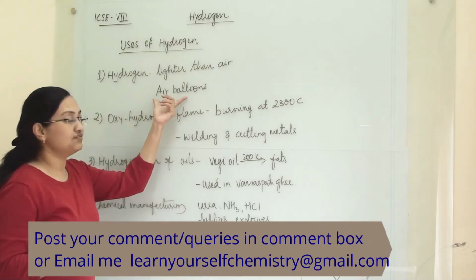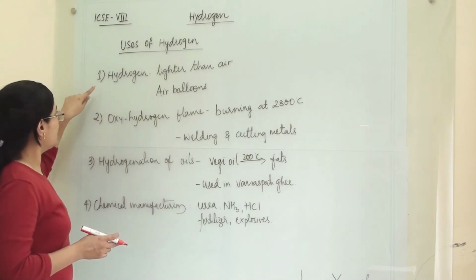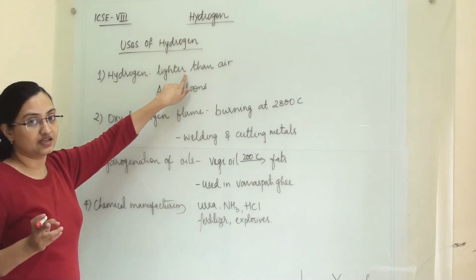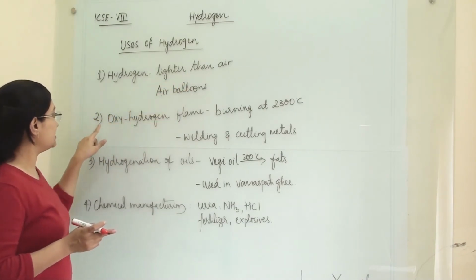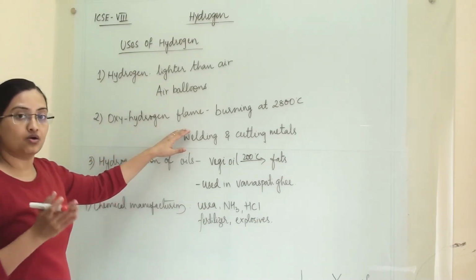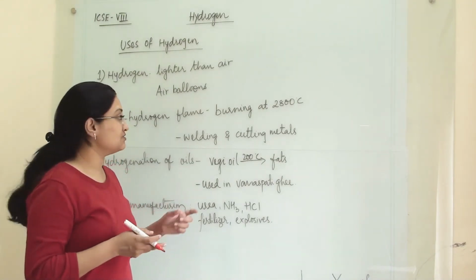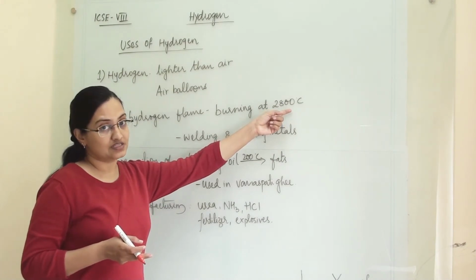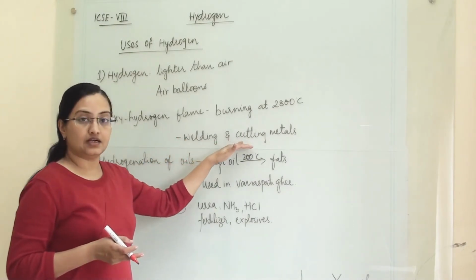but earlier we were using this in air balloons. So here we have used the quality that hydrogen gas is lighter than air. That's why we can use it in air balloons. Second is the oxyhydrogen flame. Earlier we discussed that the oxyhydrogen flame is very explosive and achieves a high temperature of 2800 degrees Celsius. So this is used in welding and cutting metals.